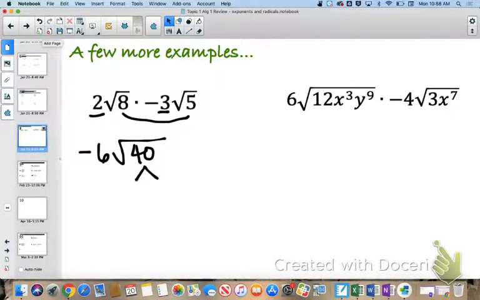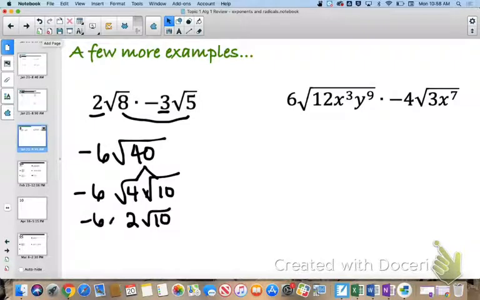what perfect square goes into that? 4. It's 4 times 10. So now root 4 is 2. So negative 6 times 2, you end up with negative 12. So negative 12 root 10.